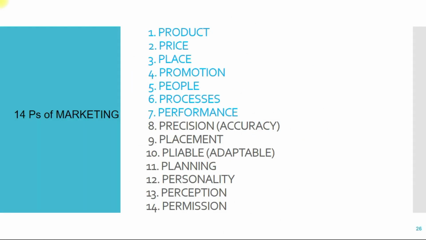Now let us see the 14 P's of marketing: product, price, place, promotion, people, processes, performance, precision or accuracy, placement, pliable or adaptable, planning, personality, perception, and the 14th one is permission.